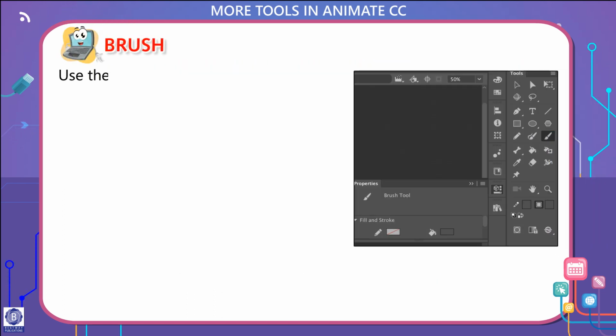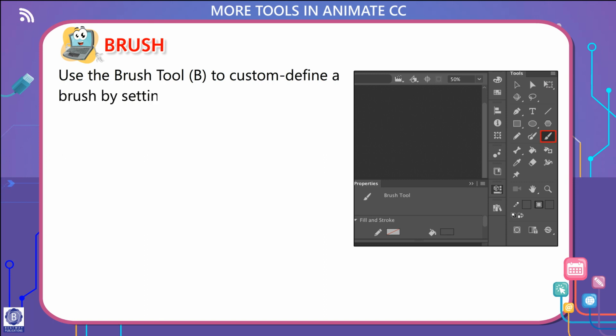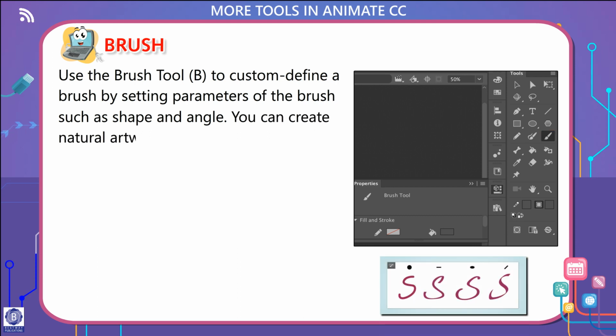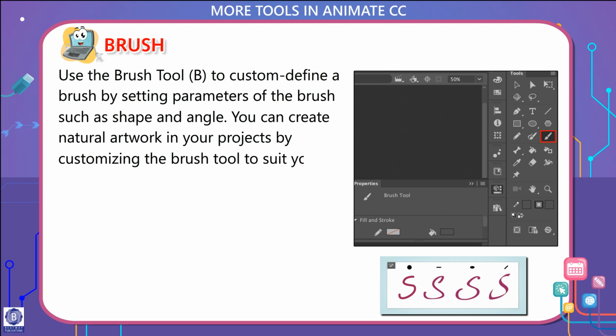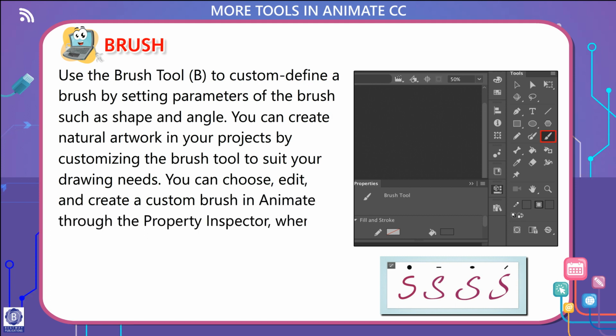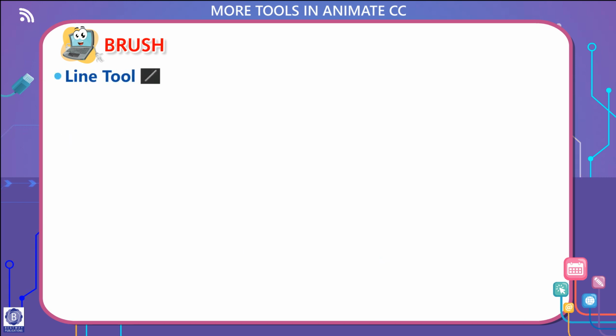Brush. Use the Brush tool B to define a brush by setting parameters of the brush such as shape and angle. You can create natural artwork in your projects by customizing the brush tool to suit your drawing needs. You can choose, edit and create a custom brush in Animate through the Property Inspector when the brush tool is selected in the toolbox.